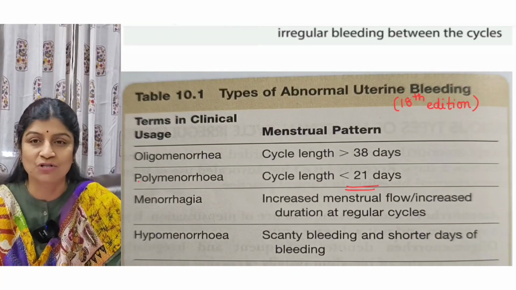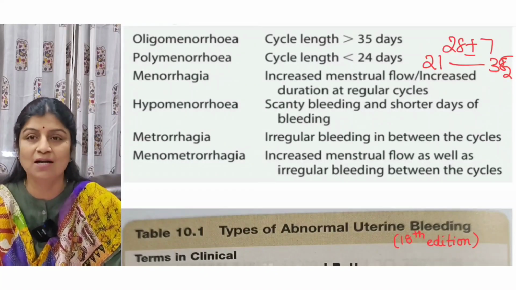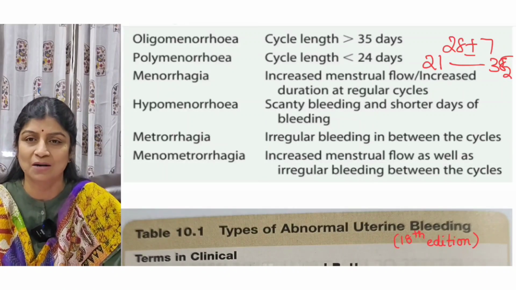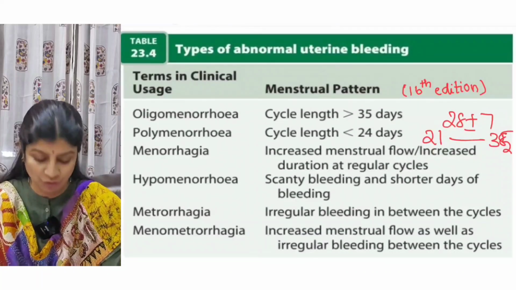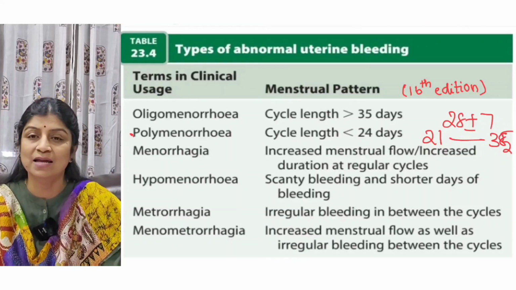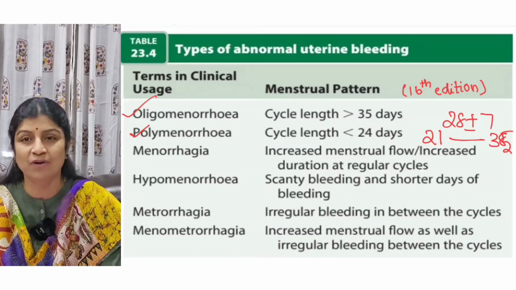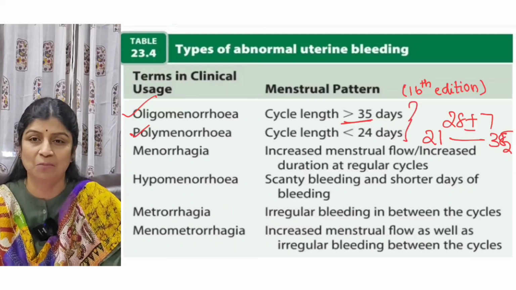Adding to the confusion, various numbers are given, but the traditional teaching is 28 days plus or minus 7. That is a standardized thing, so you can remember it as 28 plus or minus 7. When I say cycle length abnormalities, it could be frequent cycles, that is polymenorrhea, wherein the cycle length is less than 21 days, and oligomenorrhea, which is infrequent cycles, where the cycle length is more than 35 days. So these 2 are the cycle length abnormalities.